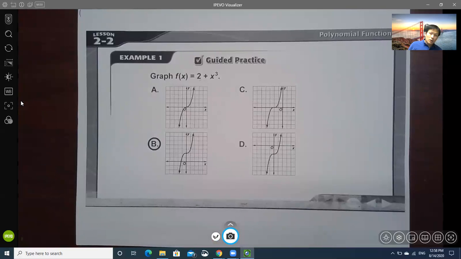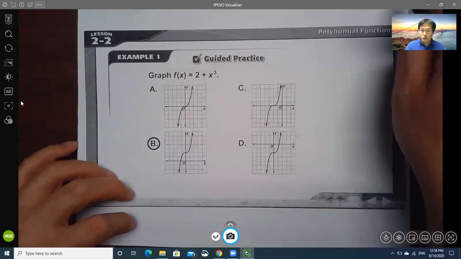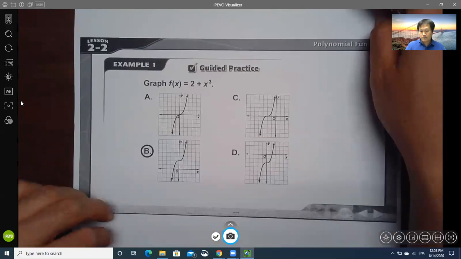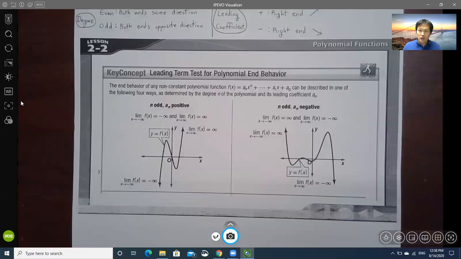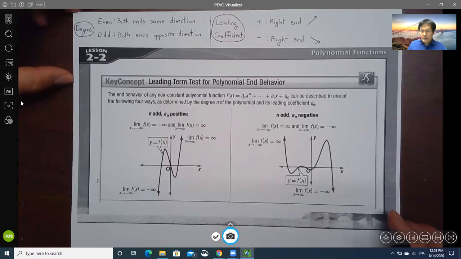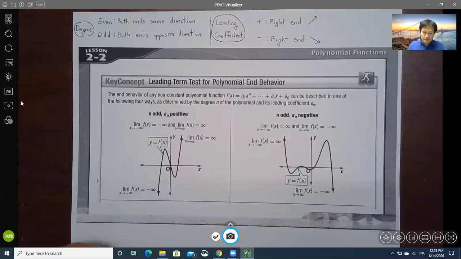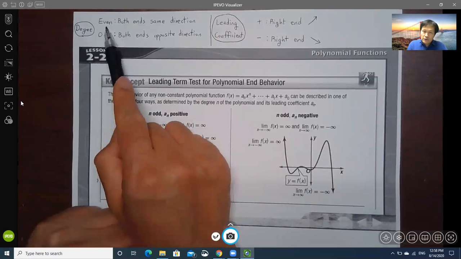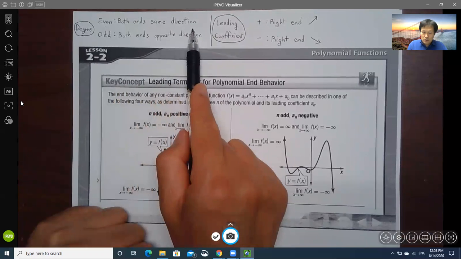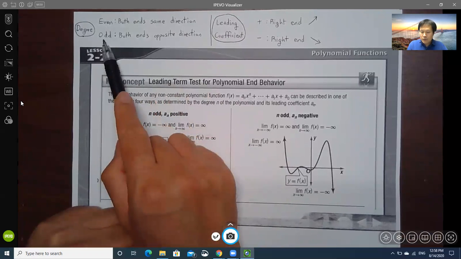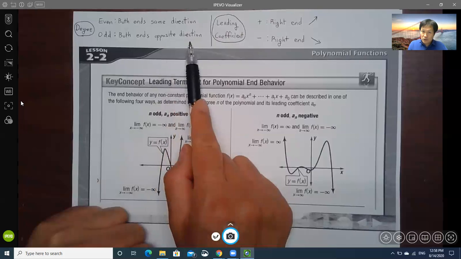Again, you might say, well, can I just use a graphing calculator? If you have a calculator available, then yes. But I expect you to know how to roughly sketch it without a graphing calculator. So this is going to be review from last lesson. If you have an even degree, both ends go to the same direction. If you have an odd degree, both ends go opposite direction.